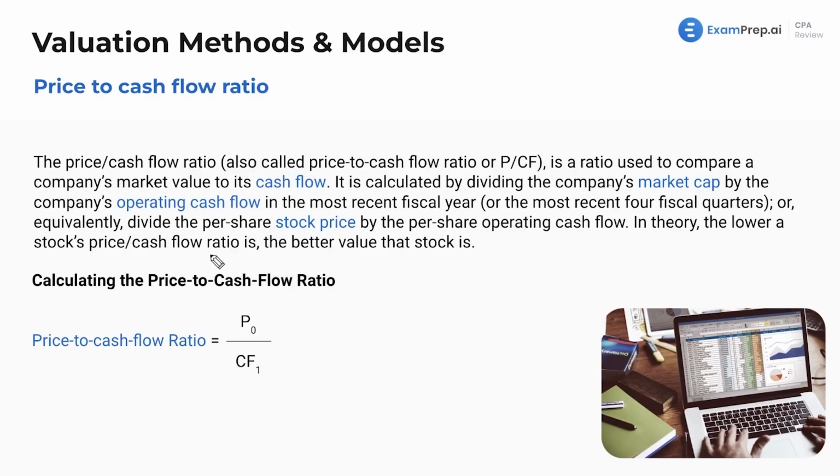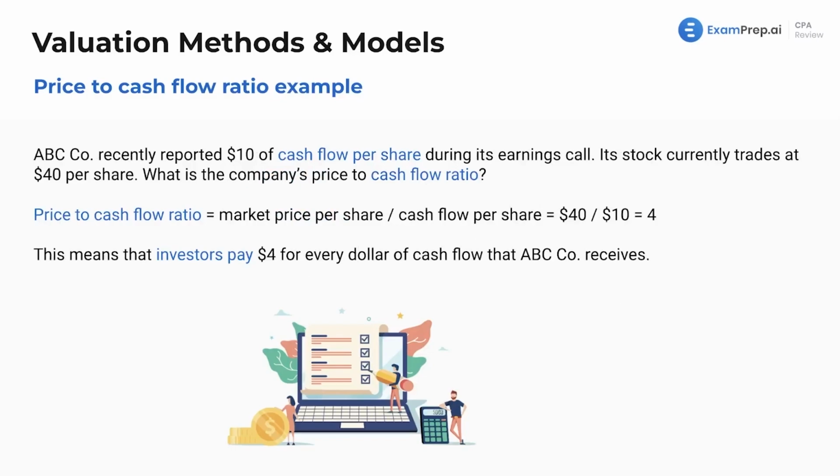It's better for you as an investor to buy it when it's lower, and then hopefully the price to cash flow ratio, just like all of these, will increase as time goes on. All right, and to be honest, I just used the same numbers as the price to sales ratio and plugged them in. Same thing. That means that investors pay $4 for every dollar of cash flow that ABC company receives.